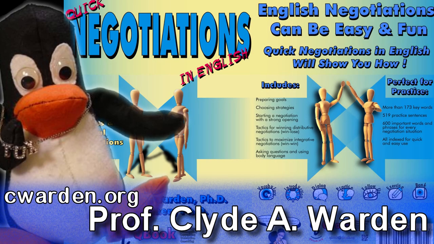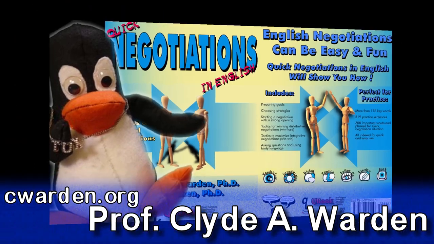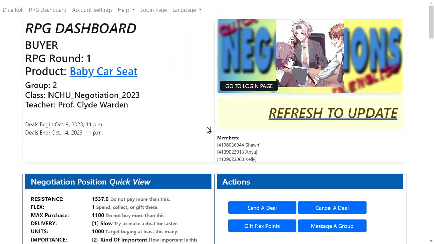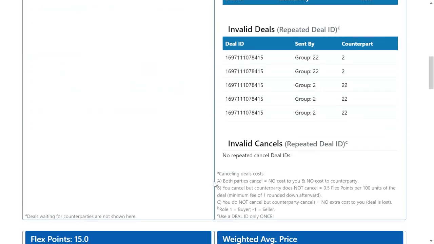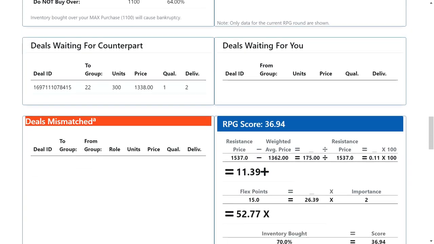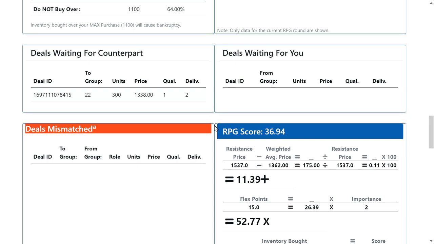After you send a deal, the other side will have to take some kind of action. So let's take a look. How do we know about a deal that we sent? If we scroll down, we can see two sections on our app. These two sections are Deals Waiting for Counterpart and Deals Waiting for You. What are these deals waiting for? The one here on the left is the counterpart, and then after that is you. So if we look here, we can see that I have sent a deal, and this is the deal ID right here.